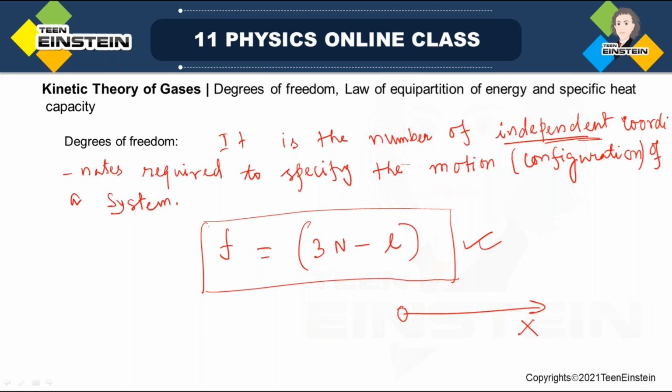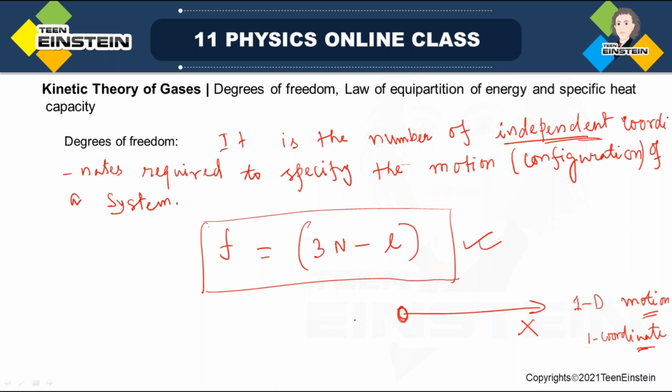So if a particular object, here since we are reading kinetic theory of gases, I say a gas molecule or suppose an atom, is confined or constrained to move in a single direction, then its motion is actually 1D motion, right? One dimensional motion. So how many coordinates do you require to specify the motion? In a one dimensional motion, and you have only one atom or molecule, you require only one coordinate, right? So in this case, degrees of freedom will be 1.